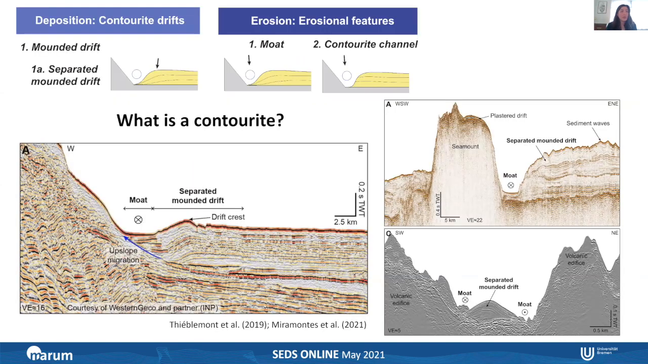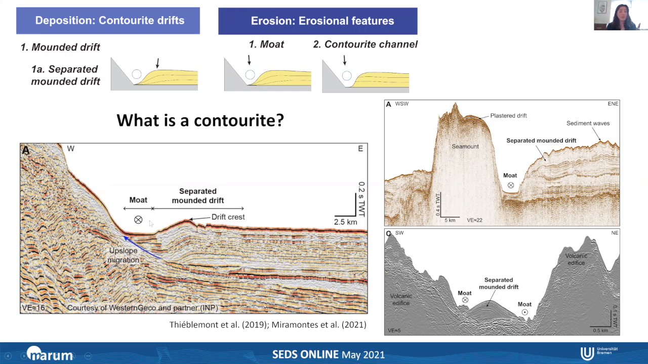Now I would like to show you some examples. Here you can see some separated mounded drifts and moats. Both of these features, erosional and depositional, are often related together. These separated mounded drifts have a mounded morphology, and they are bodies parallel to the slope, and we commonly find them at the foot of the slopes, either at the foot of continental slopes or seamounts, and even often in between seamounts, we can find very small deposits that are confined in between these topographic highs.